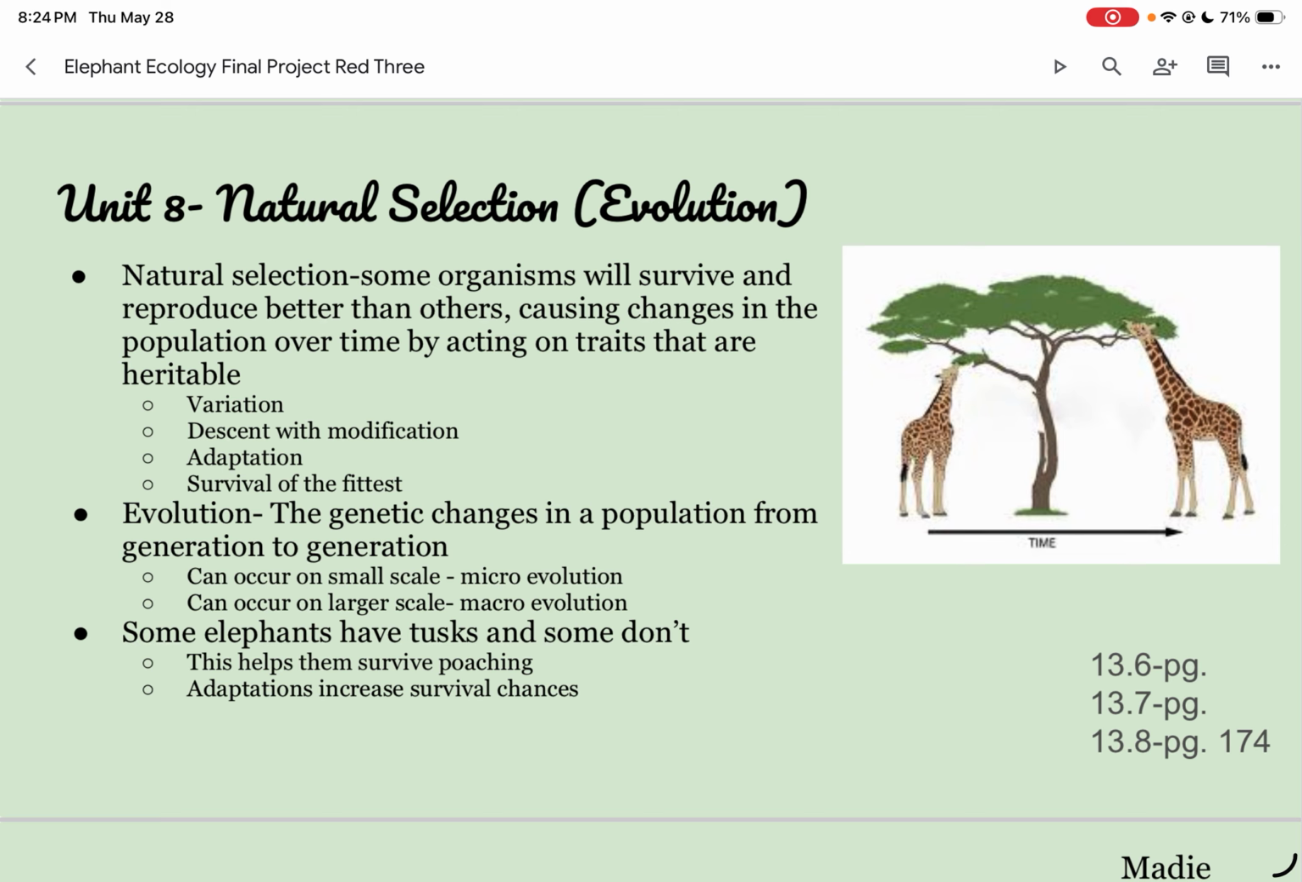A connection to elephants is that poaching has created strong pressure on elephant populations because poachers target elephants with large tusks. Elephants without tusks are more likely to survive, which is a great example of survival of the fittest. While this adaptation helps elephants avoid poachers, it may also create challenges because some tusks are important for digging or gathering food and protection. This shows how human actions can influence evolution in wildlife populations.